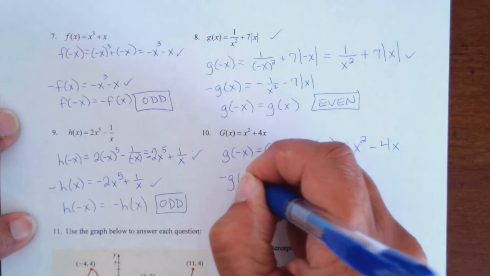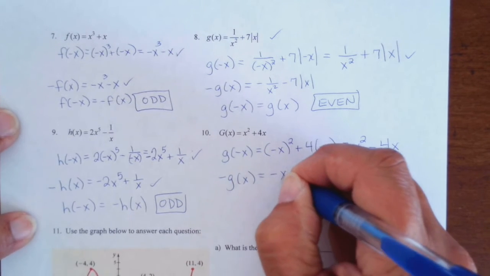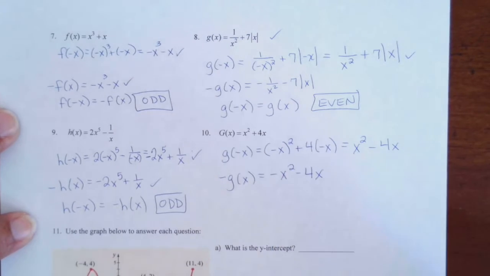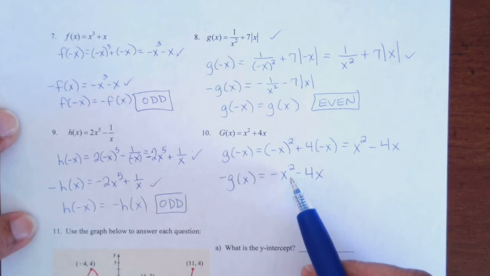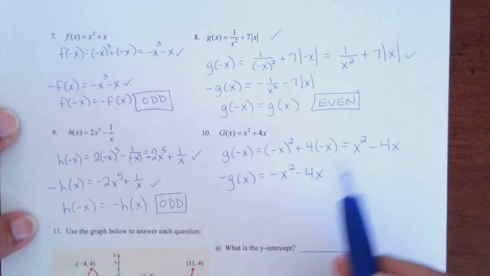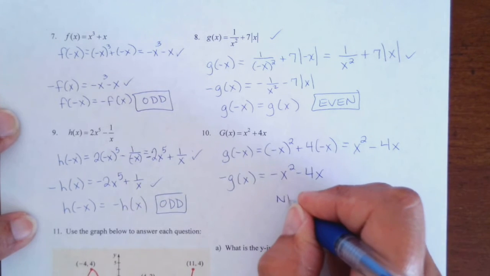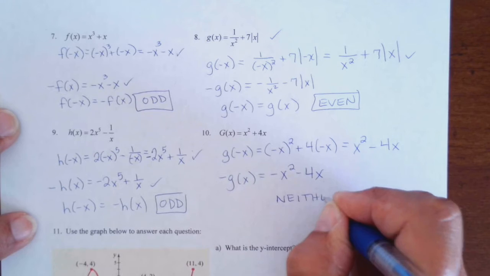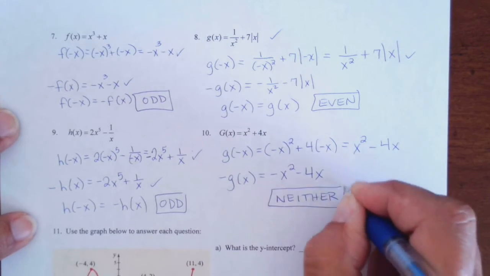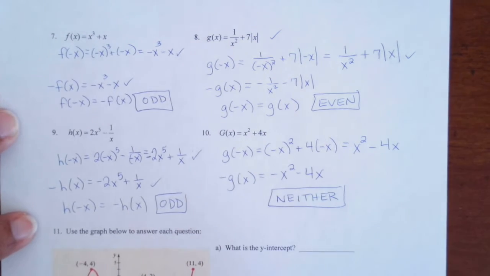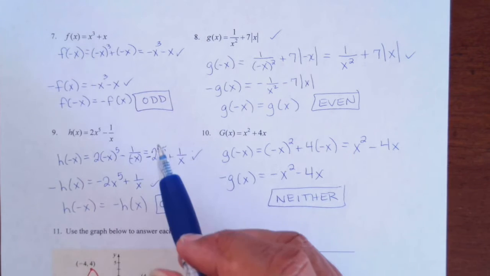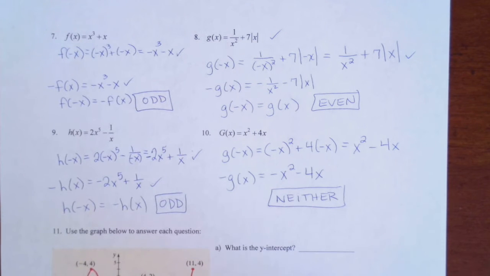Now we're going to do negative g of x, which means change all the signs. And notice these are also not the same. They have to be exactly the same. So none of these are equal. So this would be a neither problem. It's neither odd nor even because neither one of those things worked out. All right, so that's how you do odd and even on paper, and then obviously you can graph it and look at the symmetry if you want to, if you're given a graph.